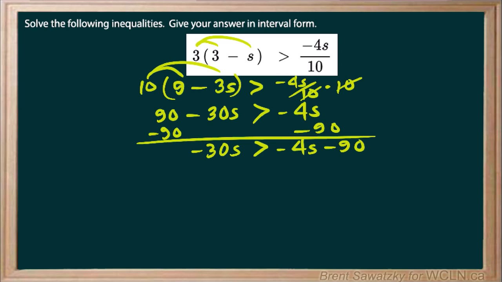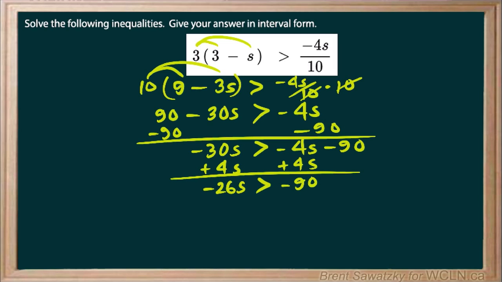So now we have the s term on the right to get rid of. 4s, and we have negative 26s is greater than negative 90. Okay, so we're at the point where we divide to get the s by itself, negative 26, and whatever we do to one side, we do to the other.